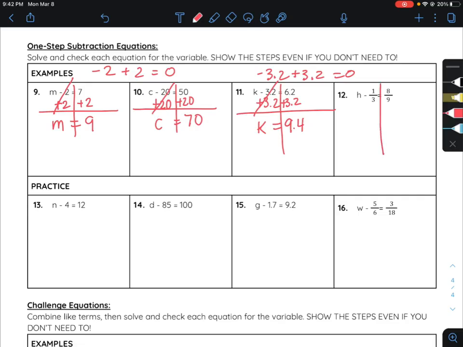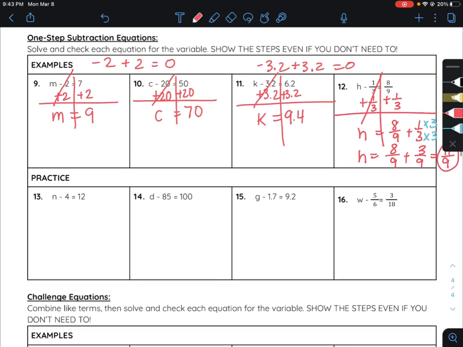And lastly, with fractions, same deal. Draw your line down through the middle. Look for the variable. See what's happening to it. Do the opposite. Plus 1/3. Plus 1/3. Cross it out. Makes a 0. H equals whatever 8/9 plus 1/3 is. I'm going to make a common denominator of 9. So 8/9 plus 3/9, which is 11/9.